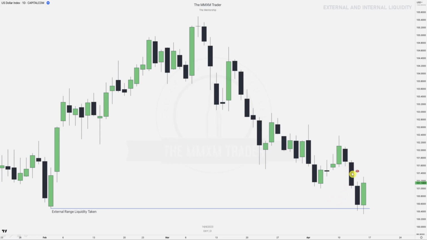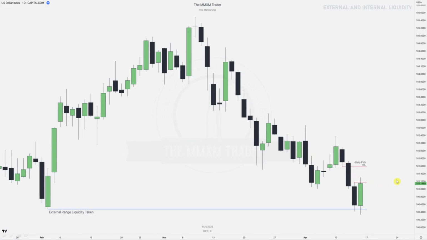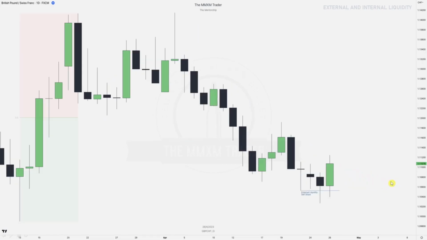Yes, we have, over here, this daily fair value gap, internal range liquidity. We've got a British pound Swiss franc daily chart over here. Again, example after example, keep repeating this. Down here, external range liquidity, old swing low, right?